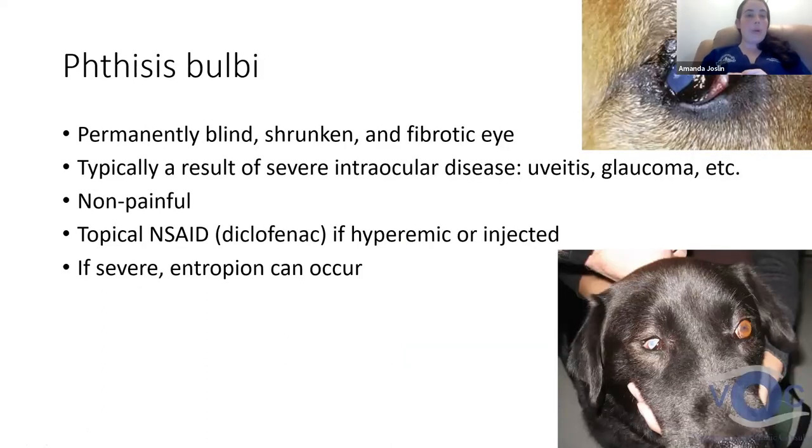Phthisis bulbi, that's a permanently blind, shrunken and fibrotic eye. So it's the smaller eye, the third eyelid is just passively going up. Typically a result of severe intraocular disease like uveitis, glaucoma, or a perforation that healed by itself. It's within itself non-painful. Sometimes they're a little bit irritated or injected and need a topical anti-inflammatory. If it happens quickly and severely enough, they can develop entropion that requires correction, just depending on how the patient is doing.